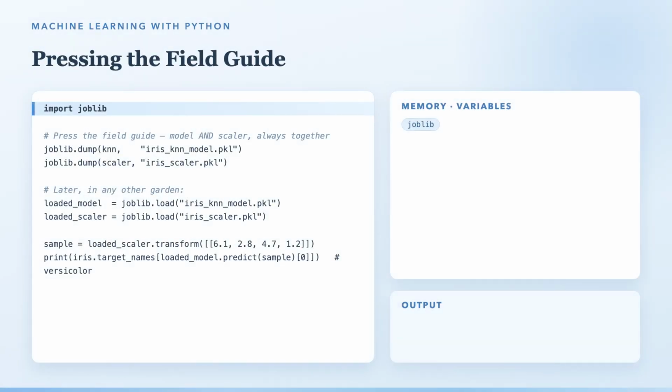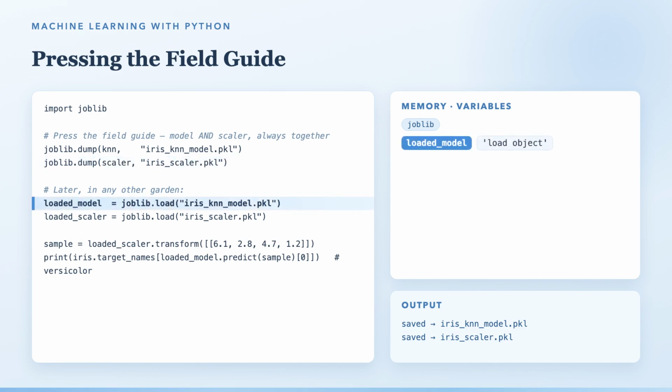Time to press our field guide. 2 dumps, not 1, and this matters. The model remembers the flowers. The scaler remembers the rulers. Save the model without its scaler, and tomorrow's measurements won't line up with today's memory. They belong together, like a guidebook and its magnifying glass, wrapped in cream paper, tied with ribbon, and onto the shelf it goes, beside the compass, the loom, the seed pouch, and whenever anyone finds a flower on any path, anywhere, 2 loads, 1 transform, 1 predict, the meadow will answer.